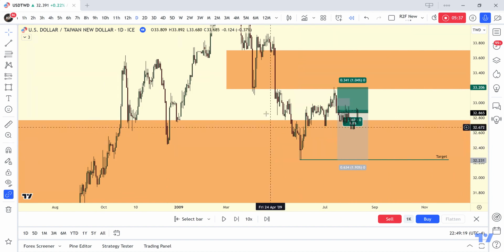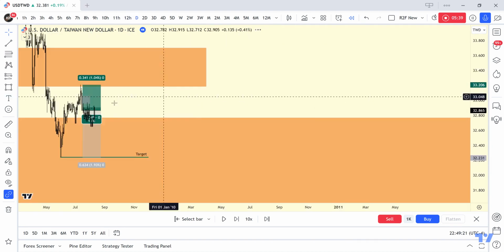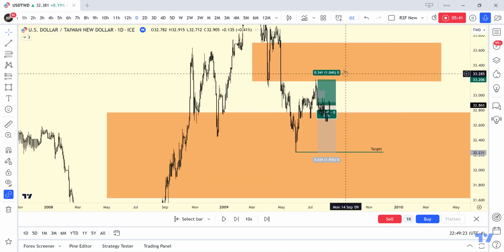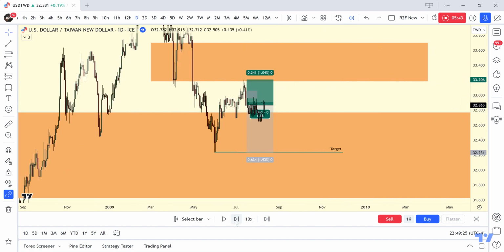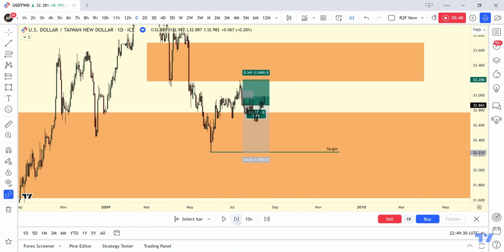Okay, so we came into this 4-month gap. There's also this gap. So we want to see which one's stronger, right? There's more imbalances up here as well. This could very well take us out.